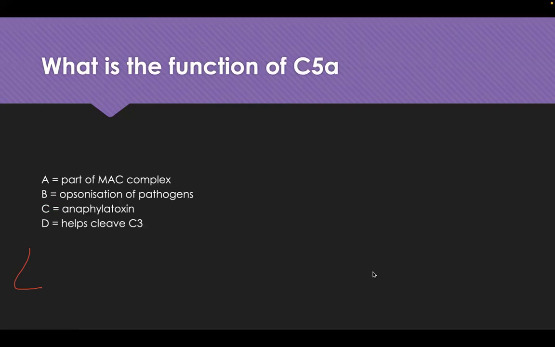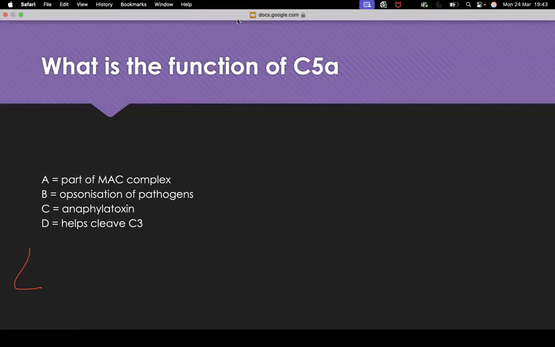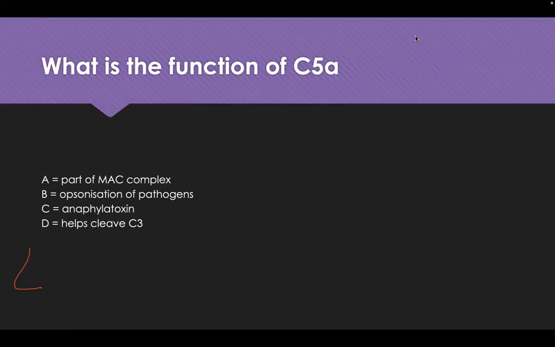So this is now going on to the cascade. And I said there's some key ones that we need to remember. And that is the ones for the anaphylatoxin, the ones for the MAC complex, and one for the opsonization. So which one was C5? Yes, well done, guys. C, really good. Okay, what is the function of C4? Same again.